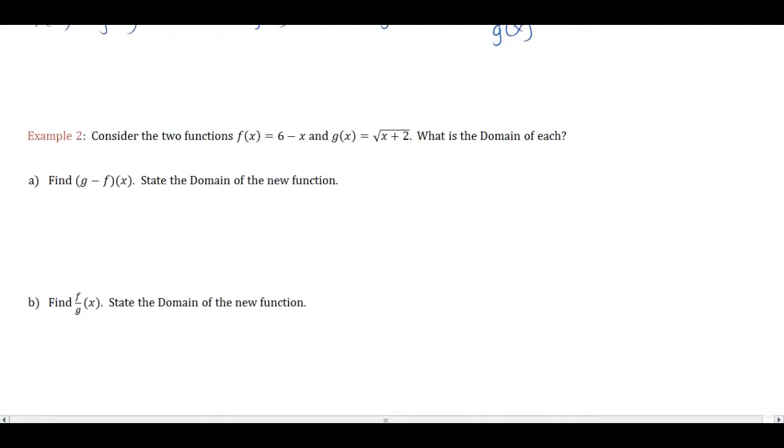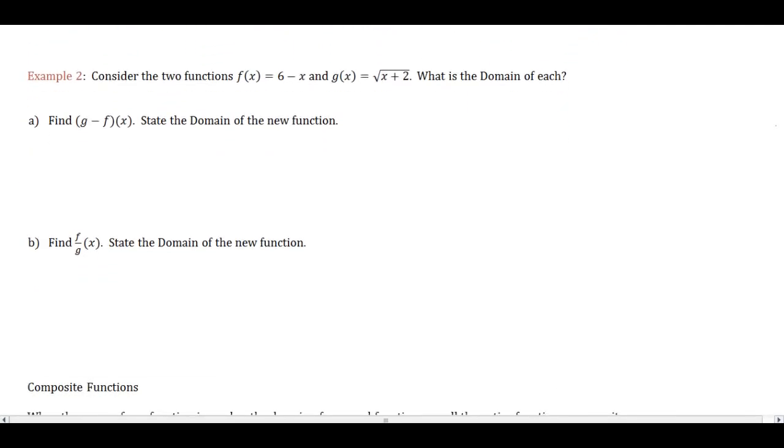So let's show you how to do this, and let's talk about the domains, because that's usually the tricky part. Here you have two functions, f of x and g of x. What are the domains of those? Look at f of x. It's not hitting any of our three rules. There's no square roots, no logs, no fractions. So this is definitely all real numbers, or negative infinity to infinity, as its domain.